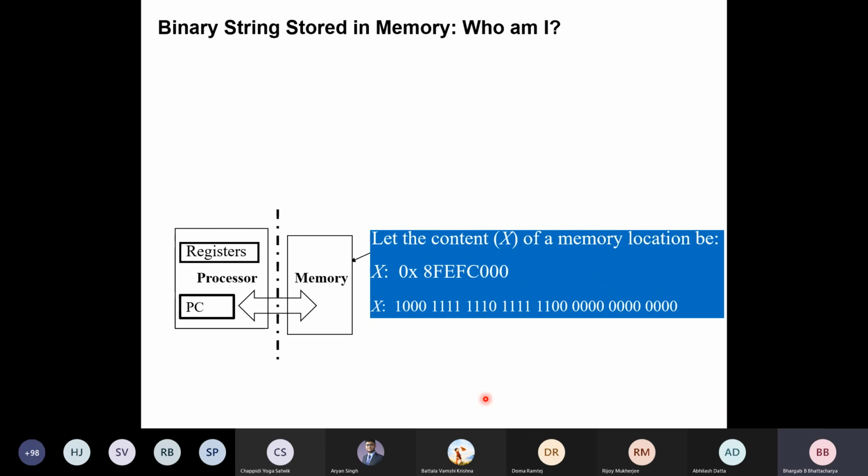Now suppose that you are confronted with this challenge. You are going to design a processor, and when it looks into the memory, it finds a 32-bit bit string. What is the processor supposed to do now? How would you solve this challenge? Because the binary string has no inheritance. It has lost all its meaning or connotations. Isn't it so? Who am I is the question.